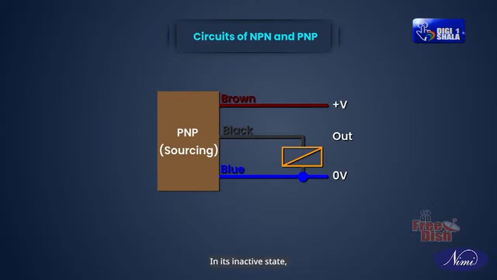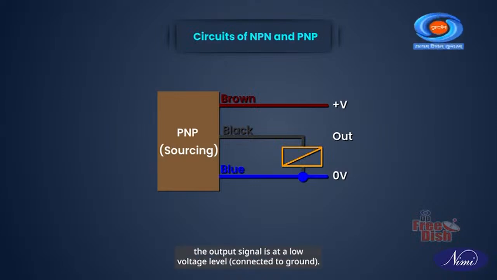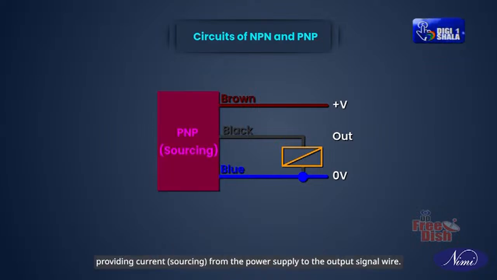PNP or sourcing. In its inactive state, the output signal is at a low voltage level. When activated, the sensor acts like a switch, providing current from the power supply to the output signal wire.